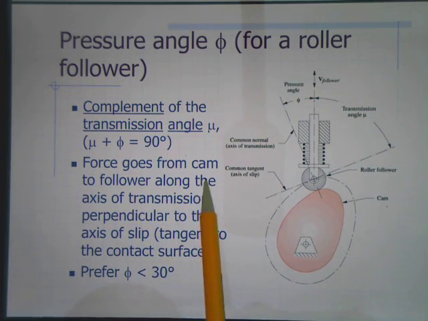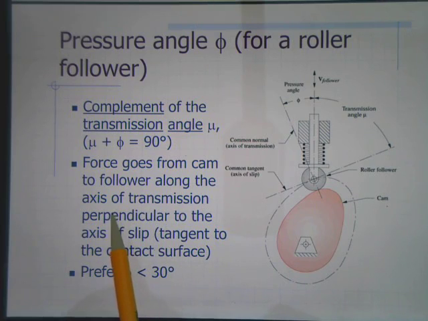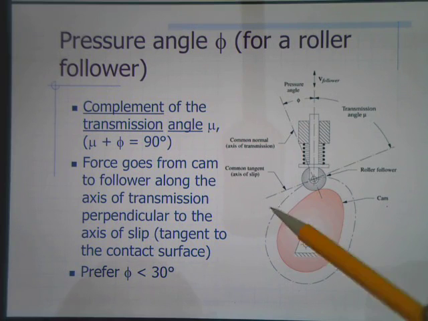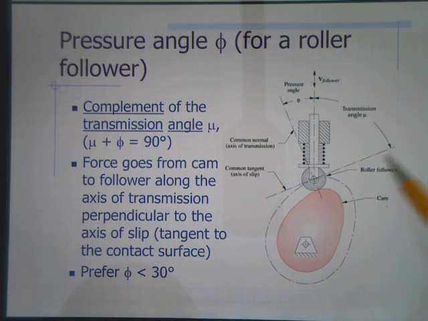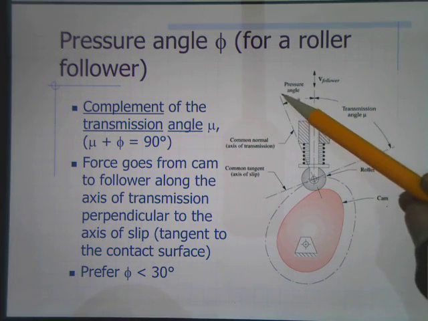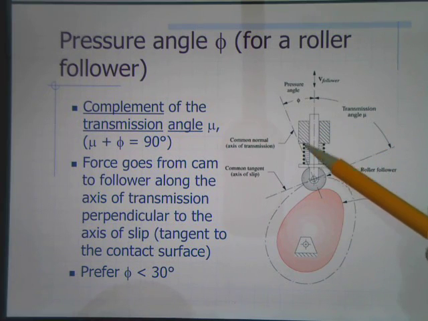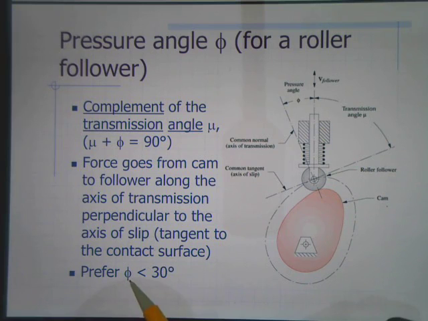The force goes from the cam to the follower along the axis of transmission. This is our axis of transmission. It is perpendicular to the axis of slip, which was that tangent line. It's perpendicular to the axis of slip, tangent to the contact surface. As we work on this design, one thing we'll be looking at is that pressure angle phi. Again, that pressure angle phi is the complement to the transmission angle. The two together make 90 degrees. We're going to be trying to keep that pressure angle less than about 30 degrees. That's one of our design criteria.